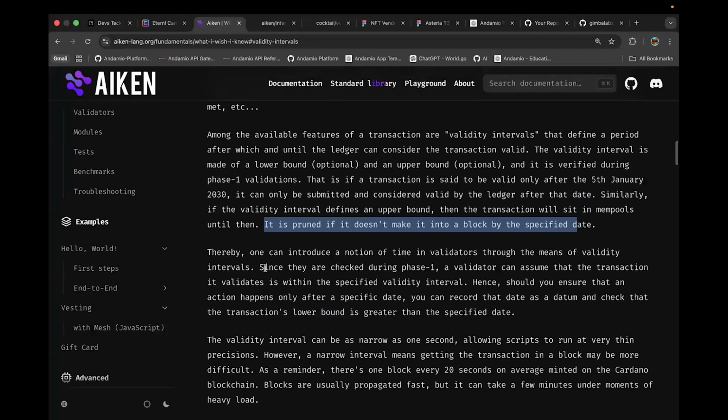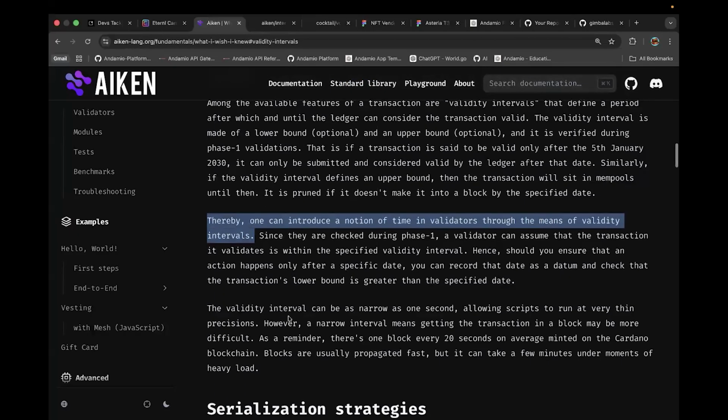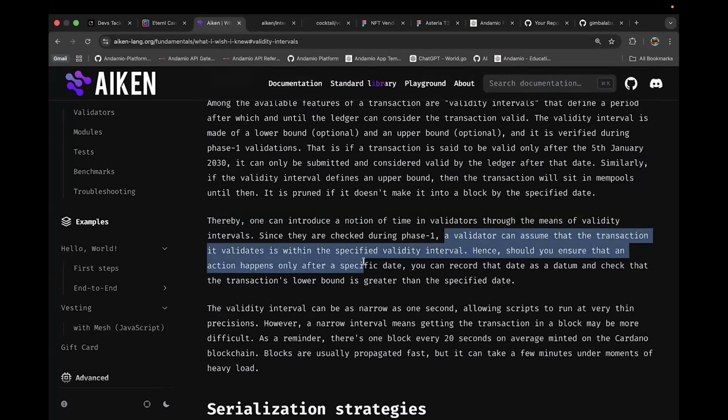Okay. Thereby, one can introduce a notion of time in validators through the means of validity intervals. Since they are checked during phase 1, a validator can assume that the transaction it validates is within the specified validity interval. Okay.